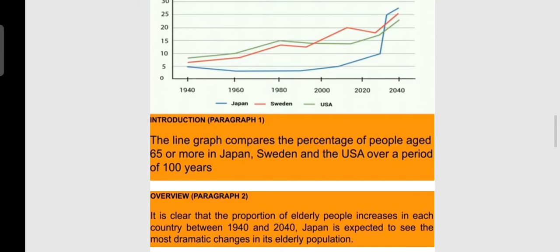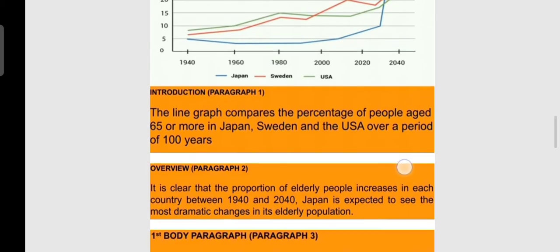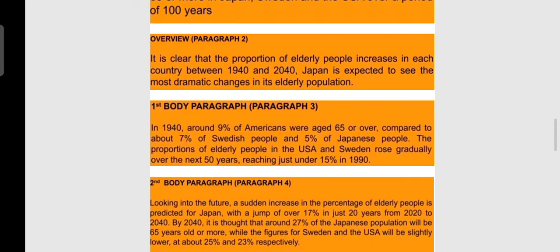Now there is an increase in the number of aged people over the last 100 years. And for Japan, we can see this last line, the blue line. There is a dramatic change in this blue line. So we can write, Japan is expected to see the most dramatic changes in its elderly population. So this is all about Japan. Now how will we write the body of the paragraph?